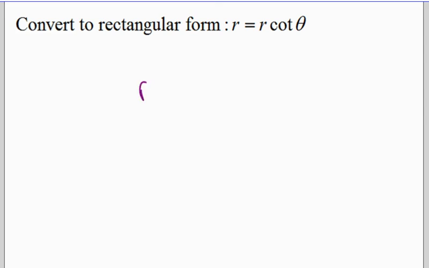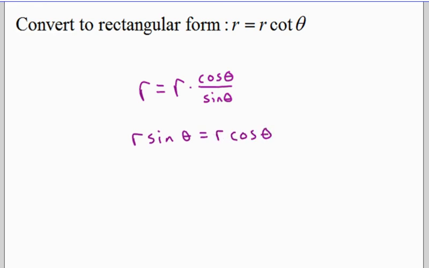Something in the back of my mind is telling me to change cotangent to cosine over sine. Now if you're sitting there saying to yourself, hey, that's exactly what you want to do, because now you can multiply both sides by sine, and on the left you'll get r sine of theta, and on the right you'll get r cosine of theta. And you guys, look at that. r times sine of theta is y, r times cosine of theta is x. So in rectangular coordinates, that's just y equals x. That's awesome.